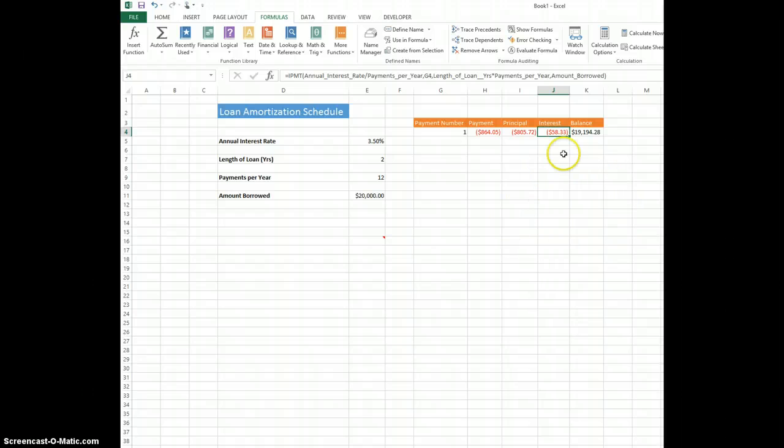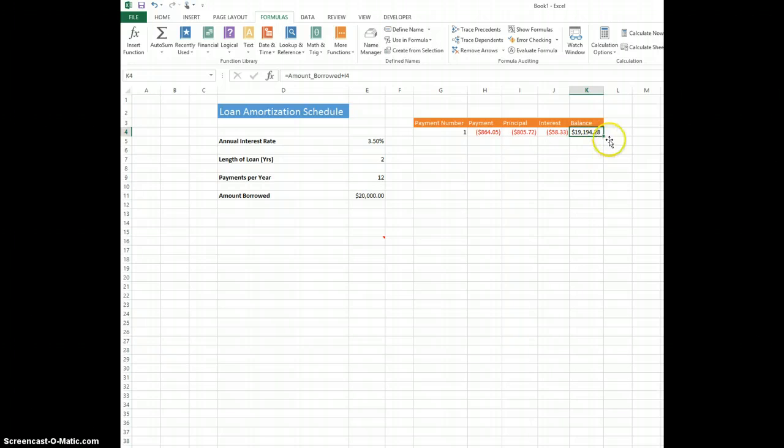And the balance is calculated for the first row only in this way. It's by taking the amount borrowed and adding to it the principal that you've paid off. Okay, you add it to it because it's a negative amount, so it's essentially taken away from it. And you can see that 20,000 minus 805.72, and there's the balance figure.